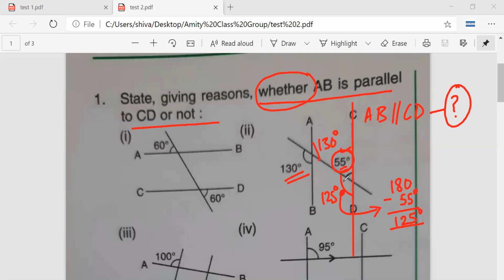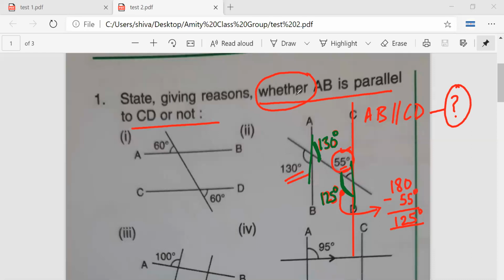No, Mr. Sarthak, this angle is 125 degree and this angle is 130 degree. So are these lines parallel? Mr. Sarthak? Sorry, your voice isn't clear. Mr. Satya, can you hear me? Yes, sir. This angle is 130 degree. This angle is 125 degree. So is this line parallel to this? No, sir. Mr. Sarthak, any doubt?